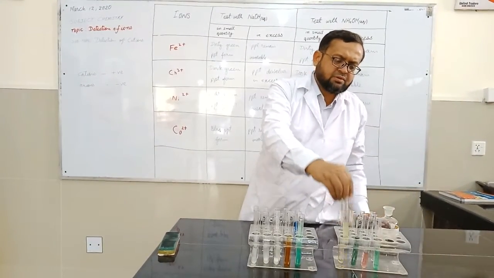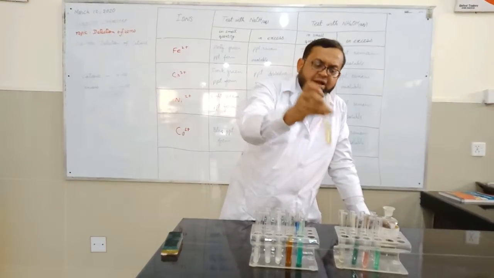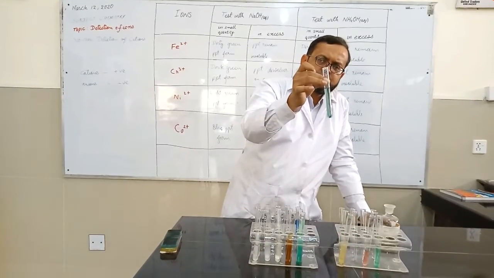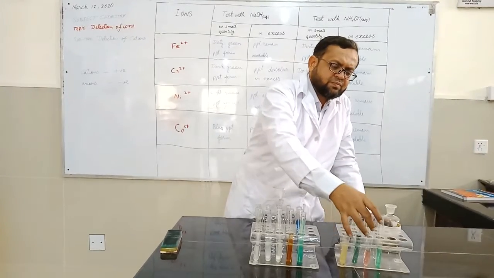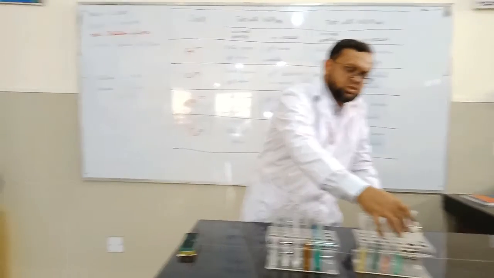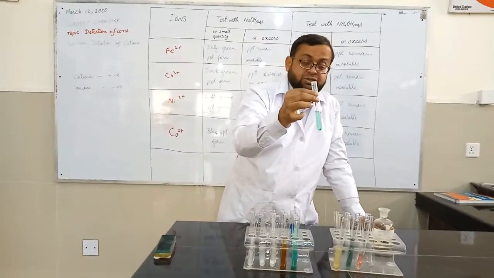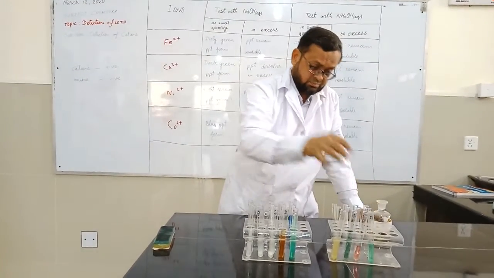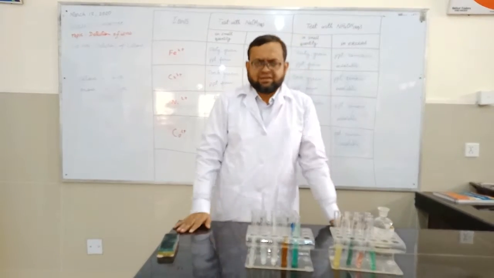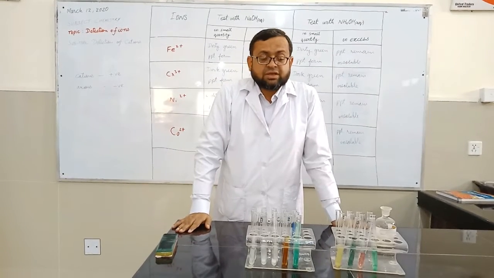The light green or yellowish green color shows the presence of iron 2 ions. Dark green color shows the presence of chromium 3 ions, the pink color shows the presence of cobalt 2 ions, and this bright green color shows the presence of nickel 2 ions. As these all are colored ions, you can easily guess that these are transition metal ions. Almost all the typical transition metal ions give colored solutions.